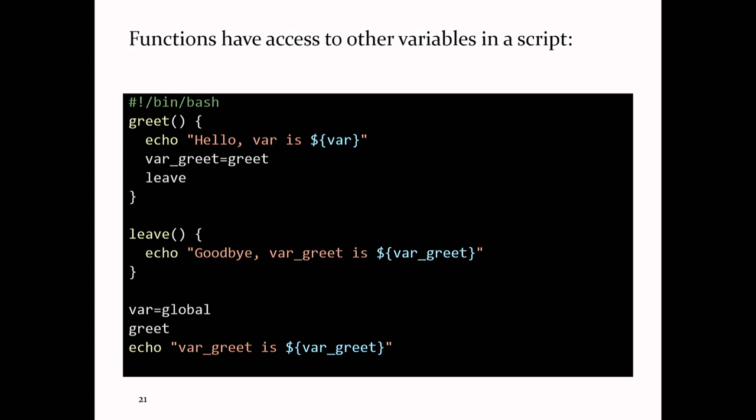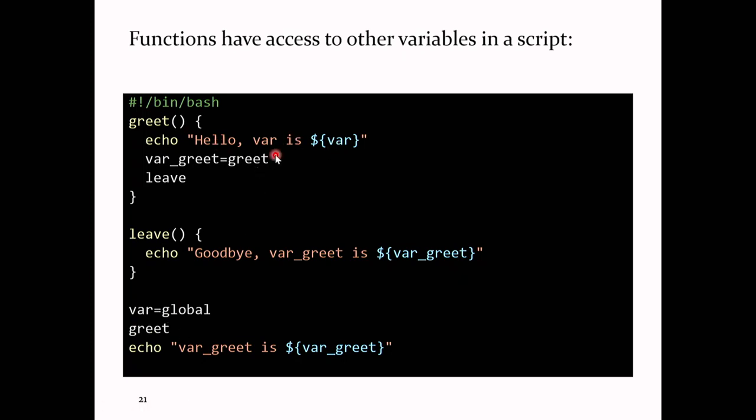Okay. So the same is true if the function calls another function. So up here in greet, so we start down here, so var is global. We call greet. So we jump up to here. So this echo command prints hello var is global.